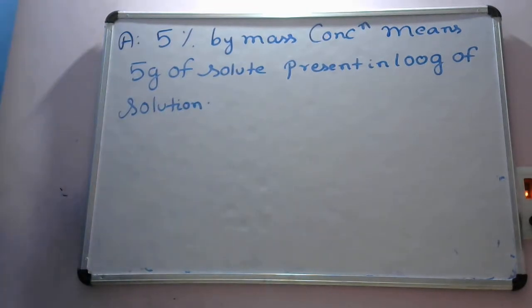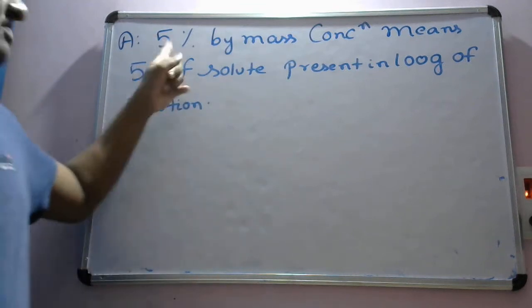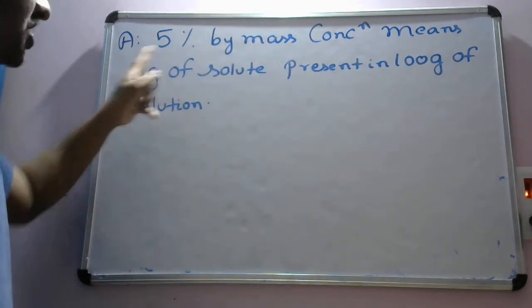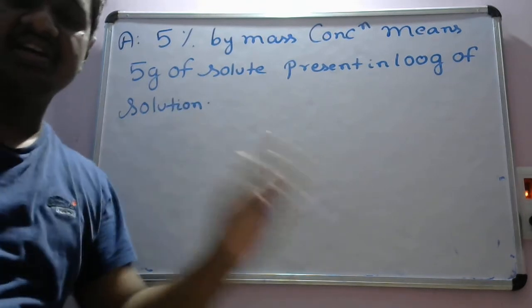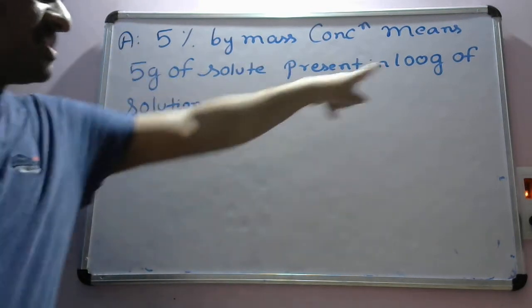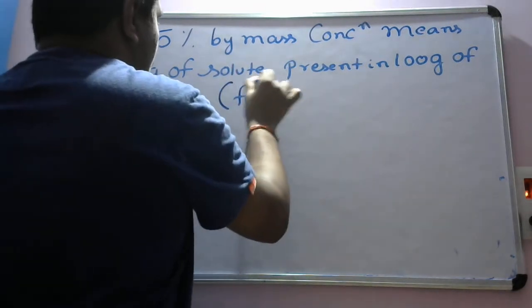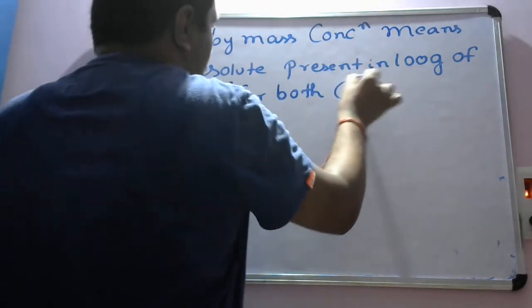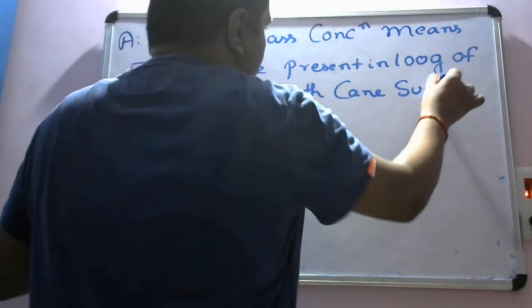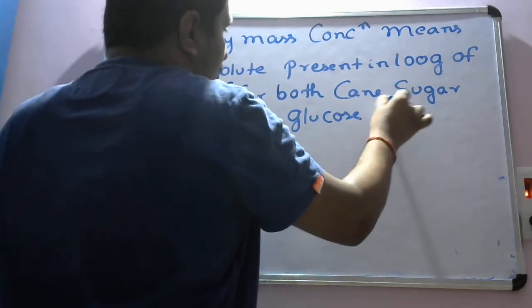Five percent by mass concentration means 5 grams of solute present in 100 grams of solution. That is the meaning of mass by mass percentage concentration. Whatever percentage mass by mass concentration is mentioned, that much gram of solute is present in 100 grams of solution. So 5% by mass concentration means 5 grams of solute present in 100 grams of solution, and this is applicable for both cane sugar and glucose solution because both of them have same concentration.